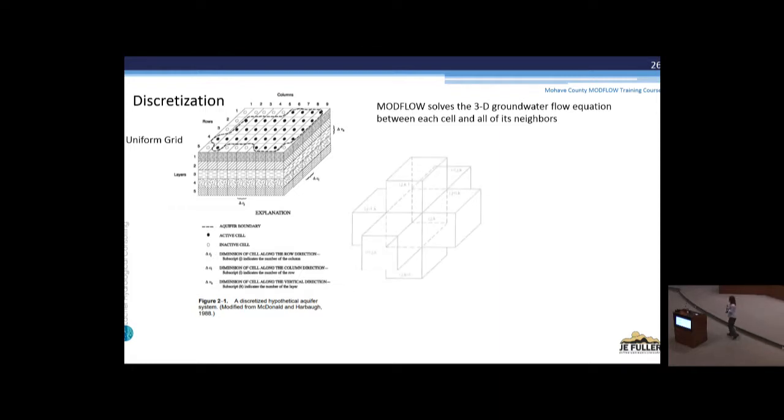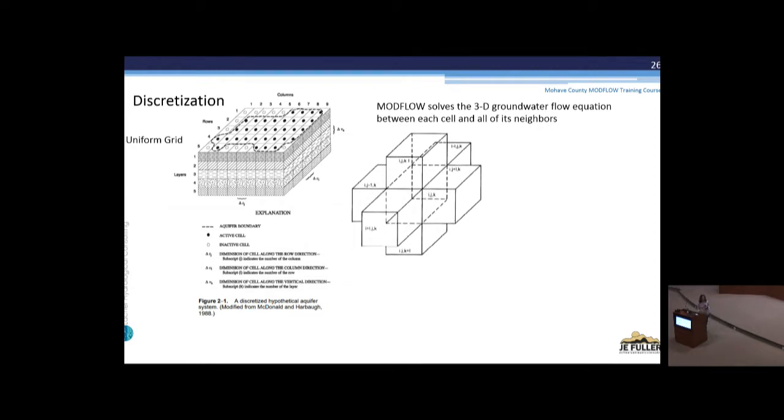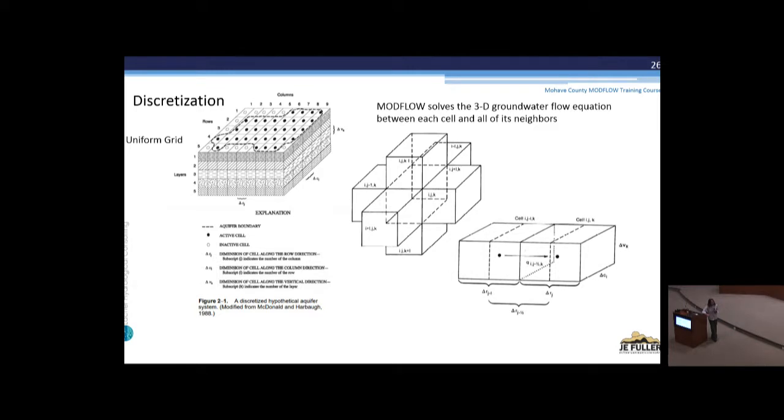And so MODFLOW, as I said, is a numerical approximation to the second-order groundwater flow equation, a second-order differential equation, and it's solved basically from center to center of each cell. That's the L, the gradient, and then the Q is the flow from one cell to another. And this is done for every single cell and all 6 of its neighbors.